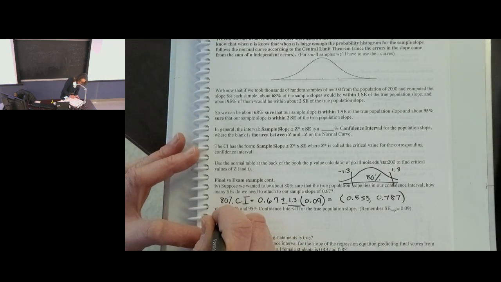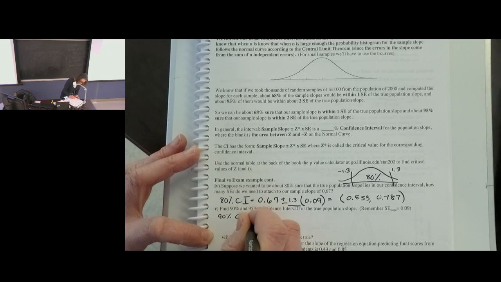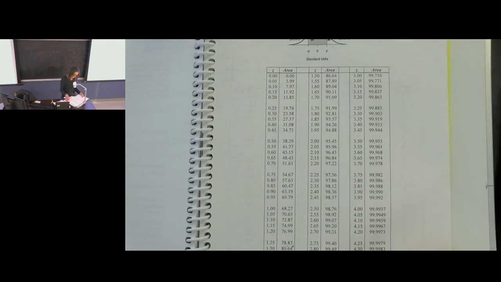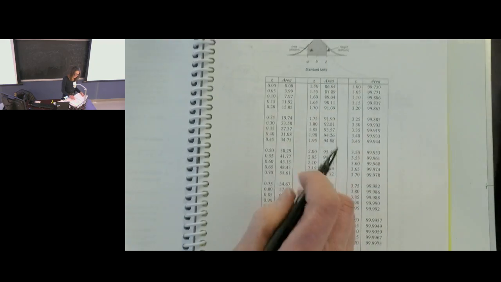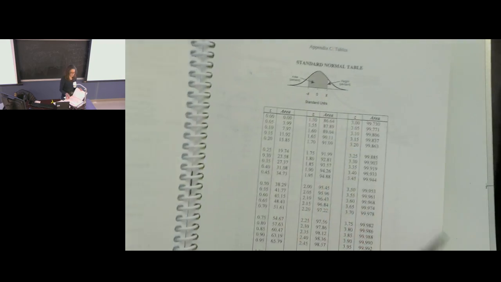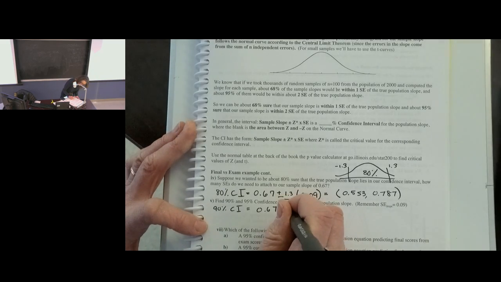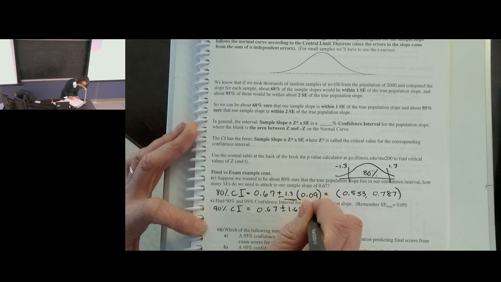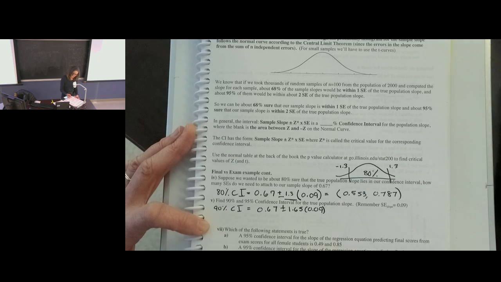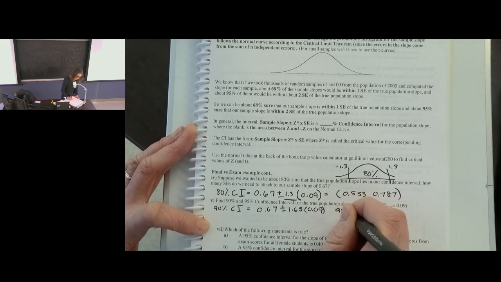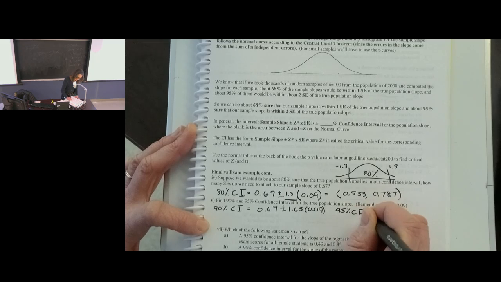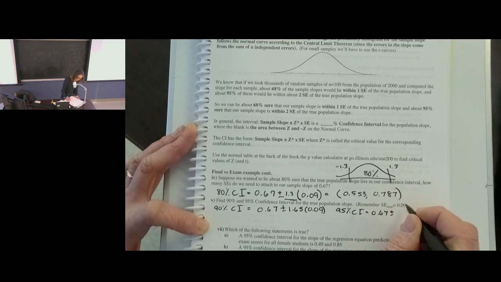So the 90% confidence interval is going to be what? 0.67 plus or minus. Do you remember what 90% is? Let's just use 1.65, so we do the same thing. And a 95%, you know that one. That's just going to be this, plus or minus 2 times 0.09.